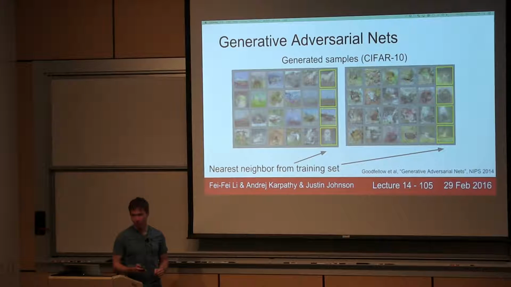So that's a problem. Some follow-up work on generative adversarial networks has tried to make these architectures bigger and more powerful, to hopefully be able to generate better samples on these more complex data sets.